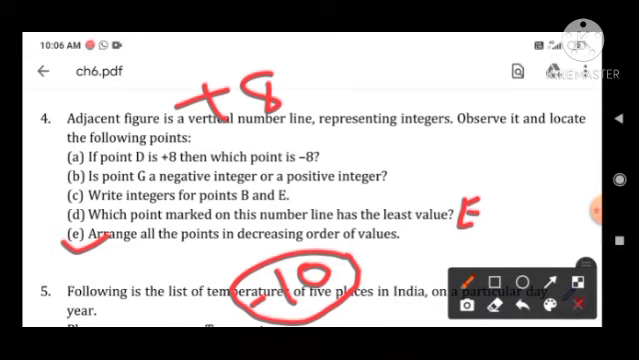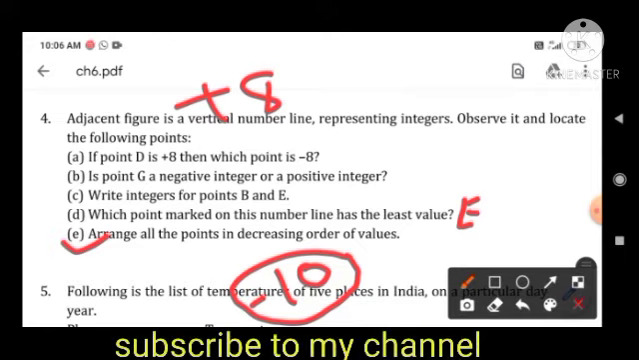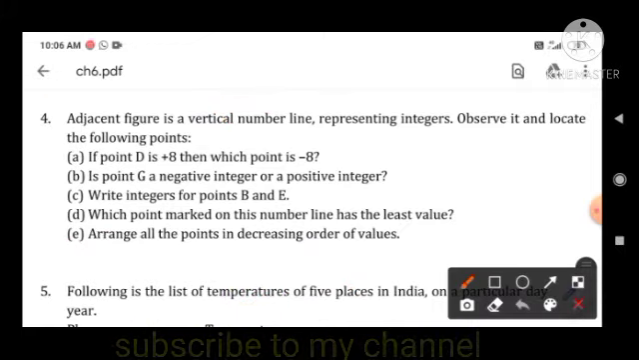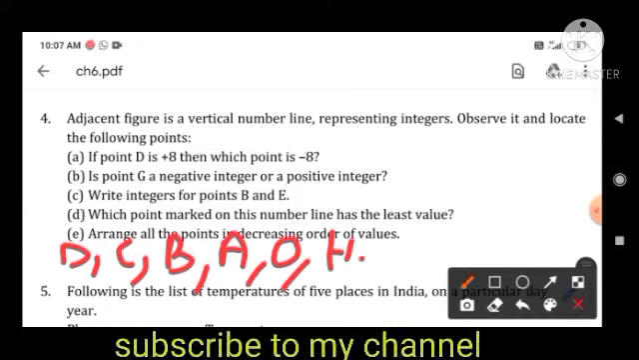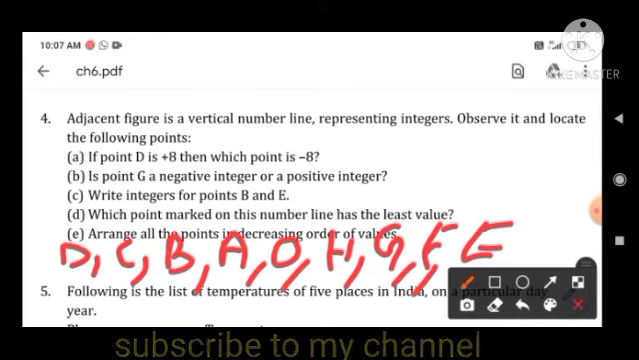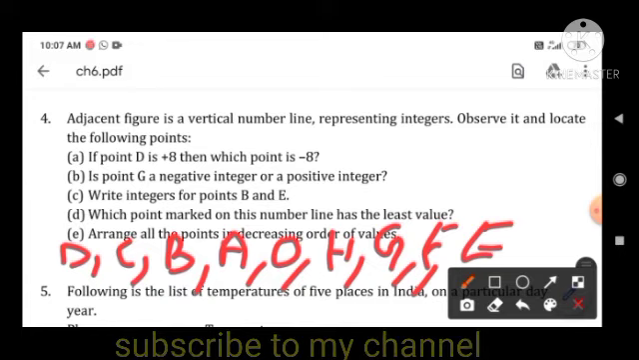Now arrange all the points in decreasing order of value. Decreasing means big to small. So how will you arrange big to small? Which is bigger here? D, that is plus 8. Then next will be C, then B, then A, then O, then H, then G, F, then E. Okay, this is your answer. So we have arranged all the numbers from big to small. Hope you have understood.